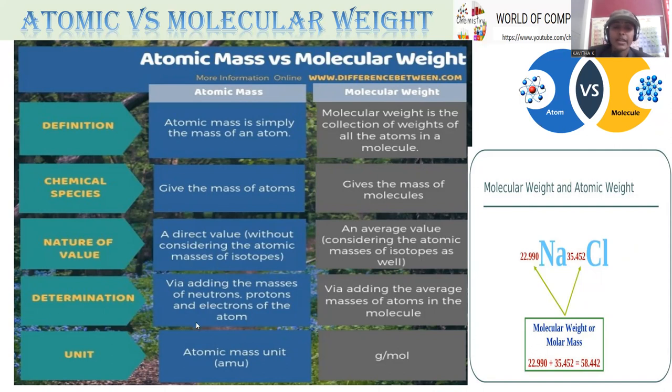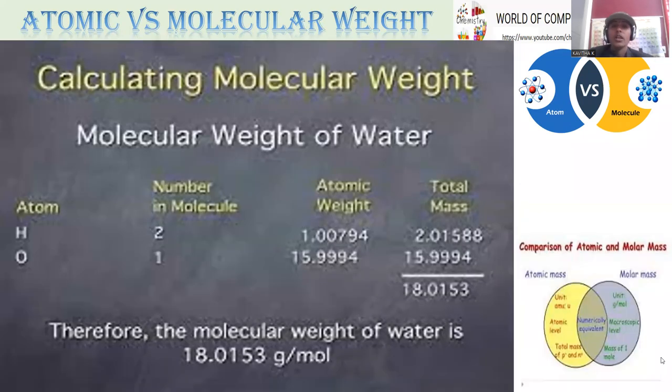In case of molecular weight, it is an average value considering the atomic masses of isotopes as well. Determination of atomic mass is by adding the masses of the neutrons, protons, and electrons of the atom. In case of molecular weight, we add the average masses of the atoms in the molecule. How many atoms are there? All the atoms are taken into consideration. So the sum of all these will be regarded as the molecular weight. Unit for atomic mass will be atomic mass units. For molecular weight, it is represented in gram per mole. A simple example, sodium chloride: sodium provided 22.9, that is nothing but 23. For chlorine, 35.45, that is nothing but 35.5. Molecular weight will be regarded as 58.44. This is the molecular weight of sodium chloride. Now, molecular weight of water is taken into consideration, where two hydrogens will contribute 2.01.